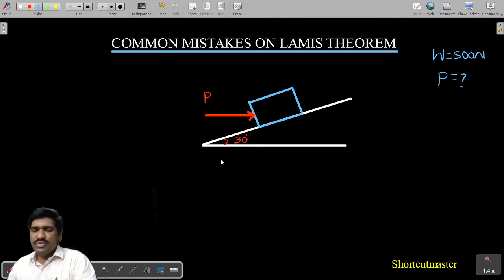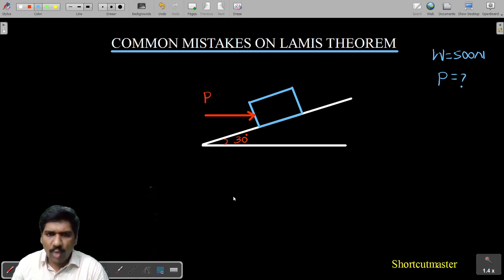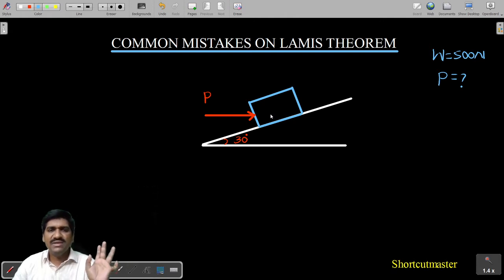So my dear students, I have a small problem. What is the force P we have to apply to keep this body in equilibrium? Again, I'm repeating, what is the force P we have to apply to keep the body in equilibrium? It means we have to prevent the downward movement of the body. Am I right, all of you? We have to prevent the downward movement of the body.